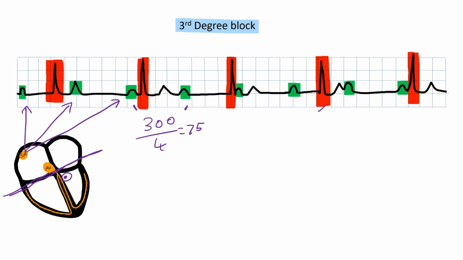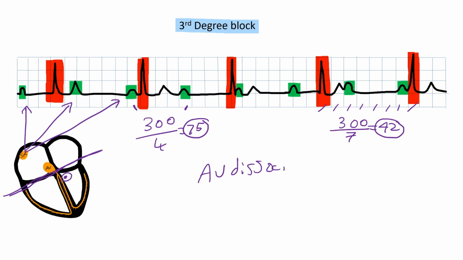Now between this QRS and this QRS, we have 1, 2, 3, 4, 5, 6, 7. 300 by 7 is 42 beats a minute. So we call this AV dissociation. We see that the pacemaker below the block is firing at a different rate to the pacemaker above the block. So the criteria is, 1, the P to P intervals are different to the RR intervals.